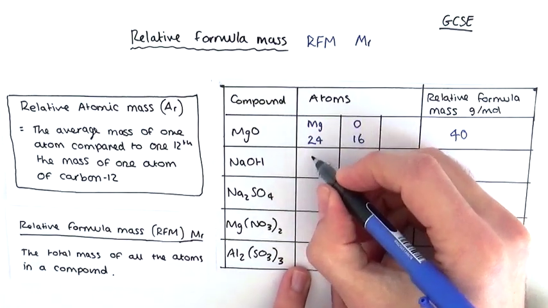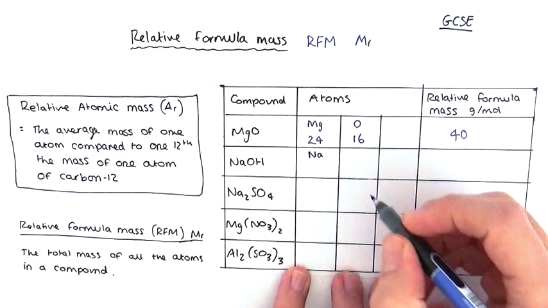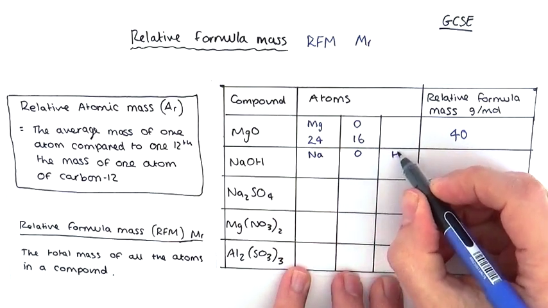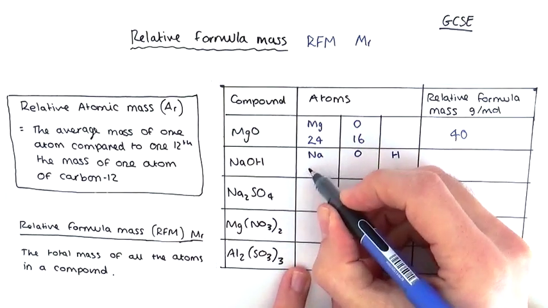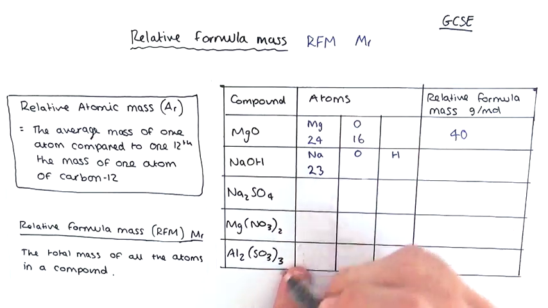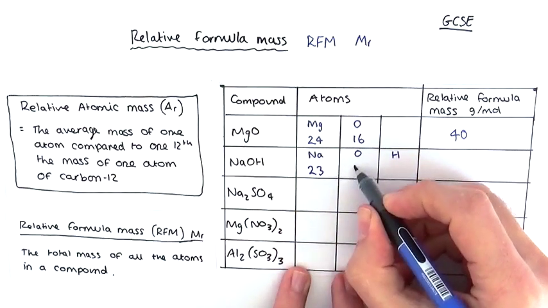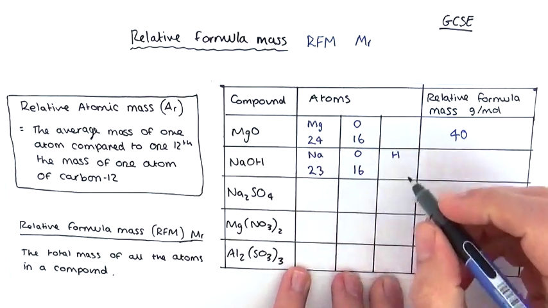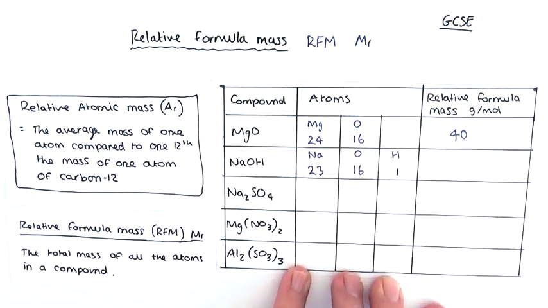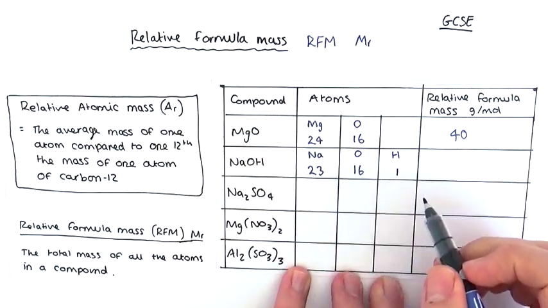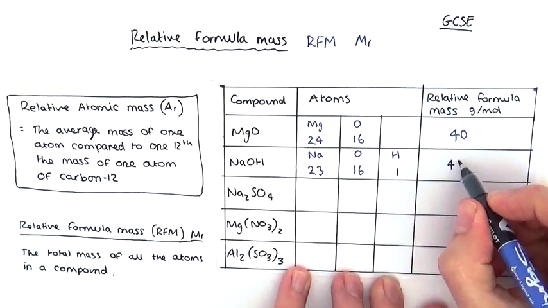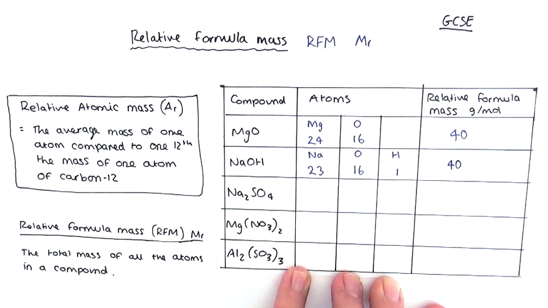Now if we have a look at this example here, we've got 1 sodium atom, 1 oxygen atom, 1 hydrogen atom. So the mass using your periodic table of a sodium atom is 23. The mass of an oxygen atom is 16. And the mass of a hydrogen atom is 1. So adding all three of these up, again, we're actually going to come to the same mass. So 1 mole of sodium hydroxide, NaOH, weighs 40 grams. So we have 40 grams per mole is the relative formula mass of sodium hydroxide.